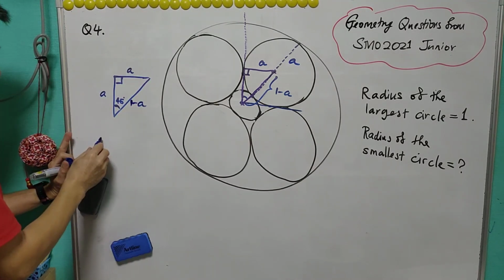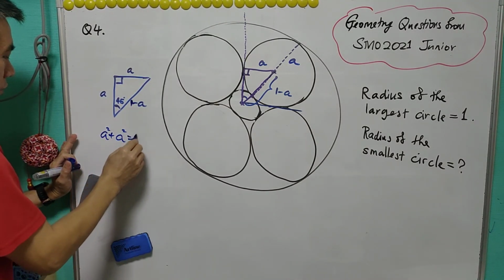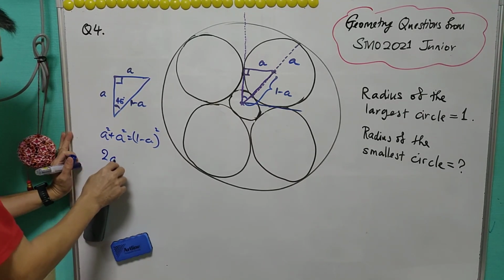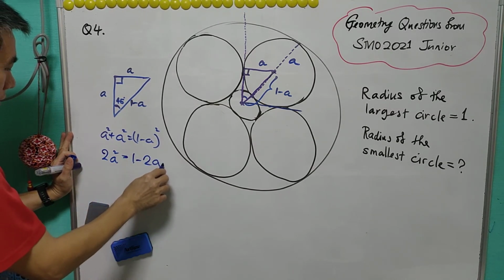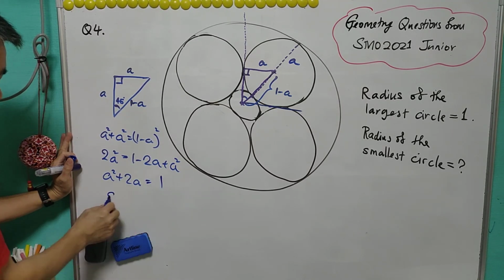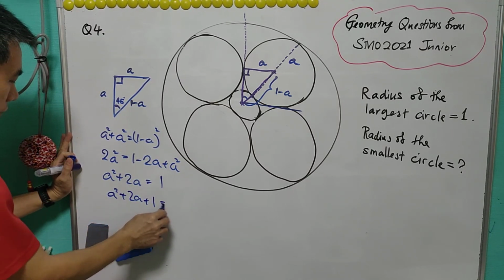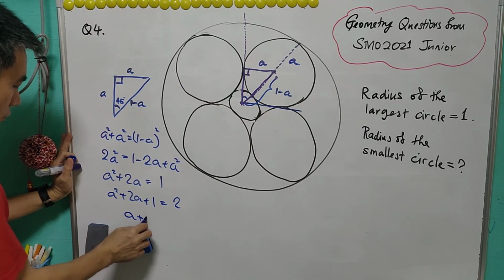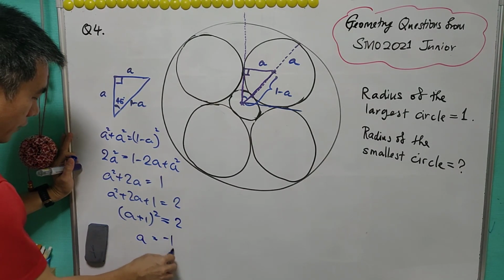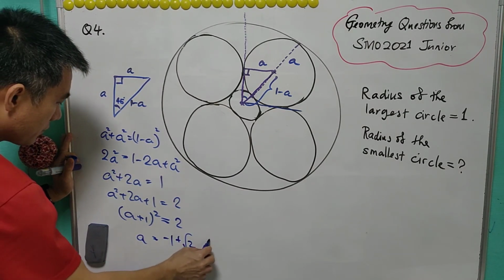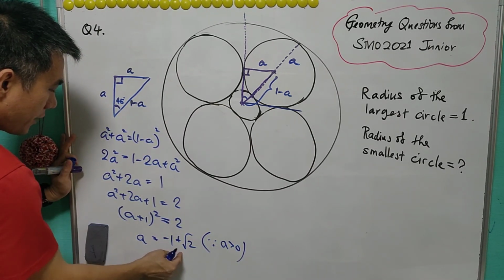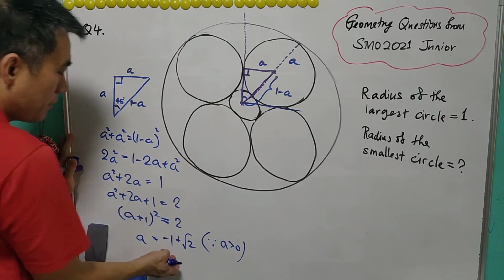So what we have here is A squared plus A squared equals to (1 minus A) squared using Pythagoras Theorem. So 2A squared will equal to 1 minus 2A plus A squared. So A squared plus 2A will equal to 1. So A squared plus 2A plus 1 will equal to 2. So (A plus 1) squared is equal to 2. So A will equal to negative 1 plus square root of 2 because A is positive. We are not going to get the other value, negative 1 minus square root 2. So A equals to negative 1 plus square root 2.